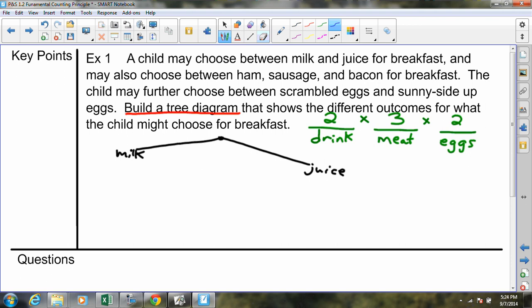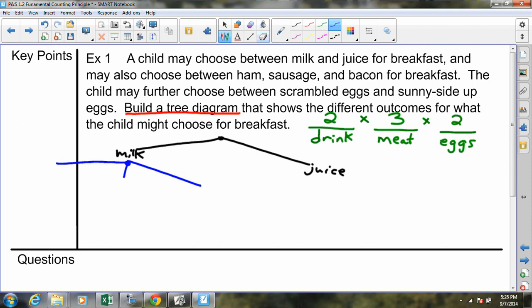Note, after they make this choice of what drink to pick, they have to make another choice for the meat. That's why I'm going to put down another dot. You'll note I'm putting the dot down after milk because after you pick milk, you still have to choose between the 3 different kinds of meats.